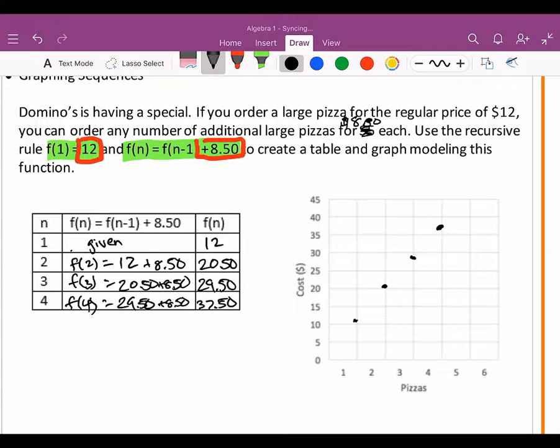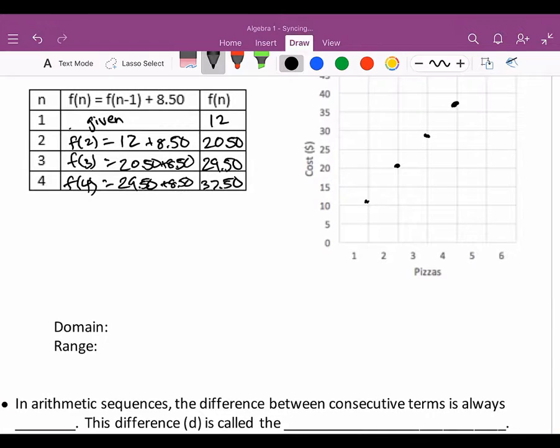And now you do count pizzas, so do not draw a line. It is discrete, and if it's discrete, list your x values. X is here, y is here, so 1, 4, and so on, and the y values, all possible y values.